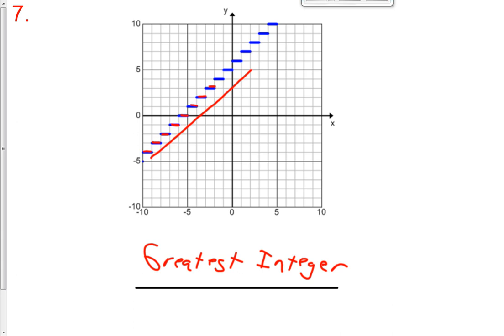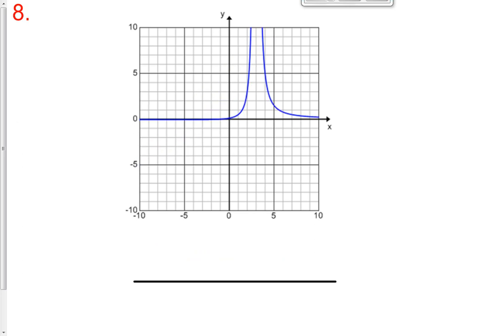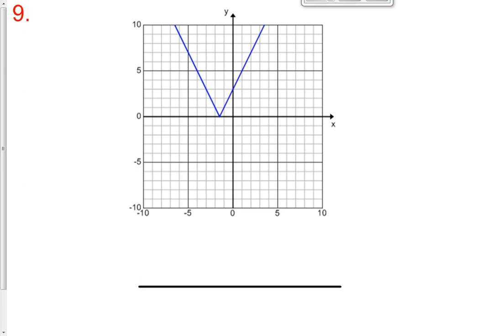That's problem number 7. Problem number 8 is another one that we're studying this chapter. It has an asymptote right here, and when it has an asymptote, that's a rational function. So number 8 is rational. Number 9, the V-shaped graphs, whether it's an upside down V or a right side up V like this one is, these are the absolute value graphs. Absolute value. So there we have the first 9.